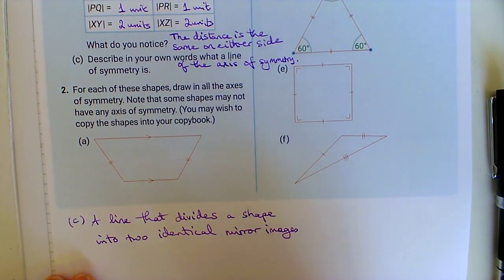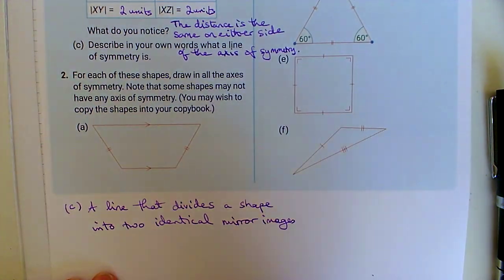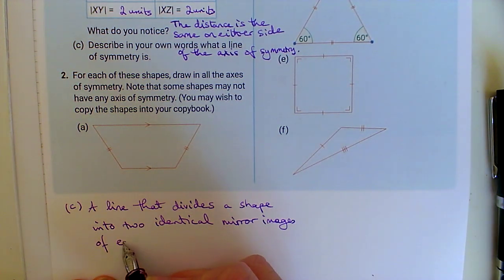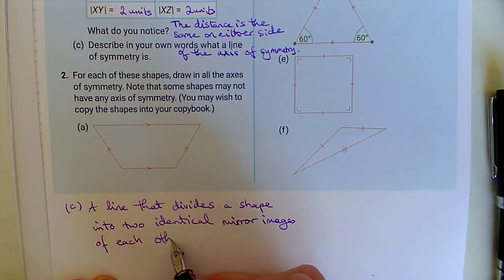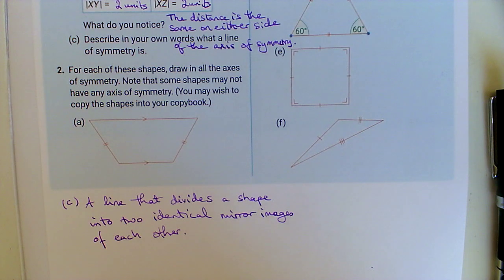And you may have written that a bit differently. If you're not sure about your explanation and you want to double check with me, just send me an email or comment on today's Google Classroom and I'll let you know if your answer is okay. Into 2 mirror images of each other. And that will be a perfectly fine explanation of the line of symmetry.